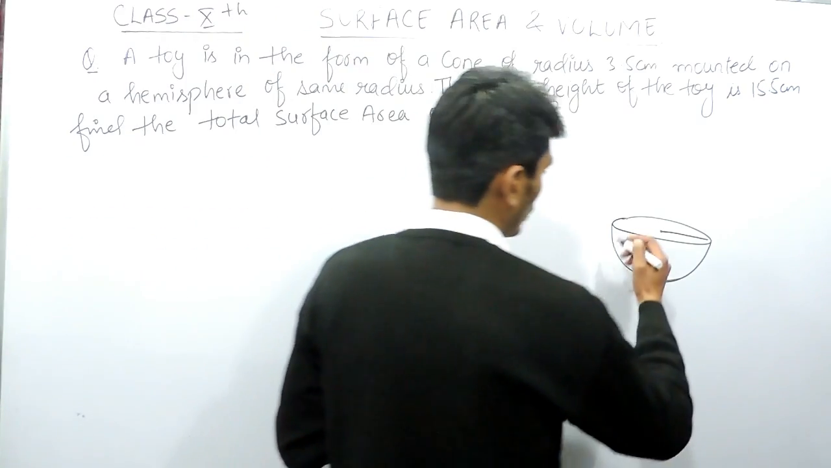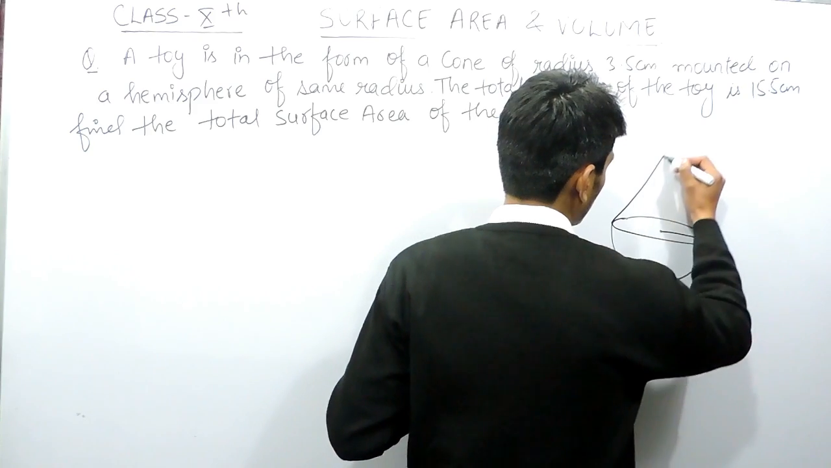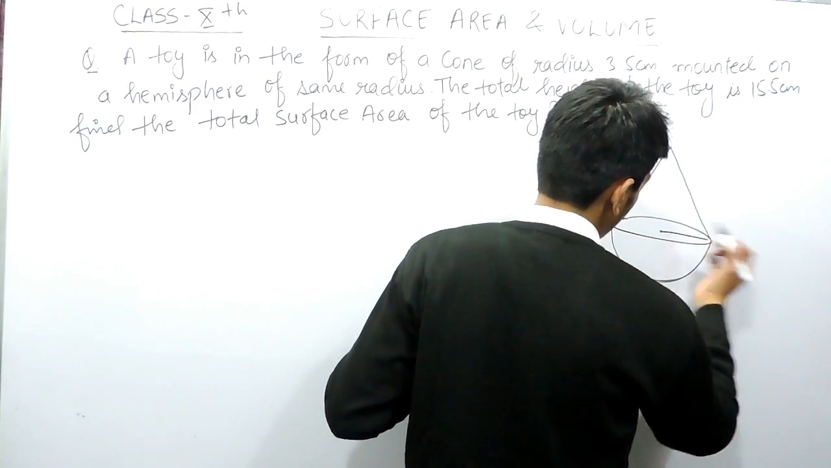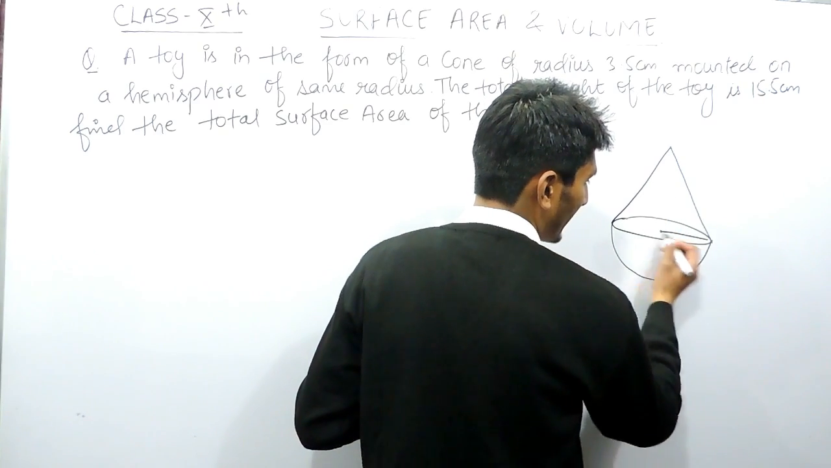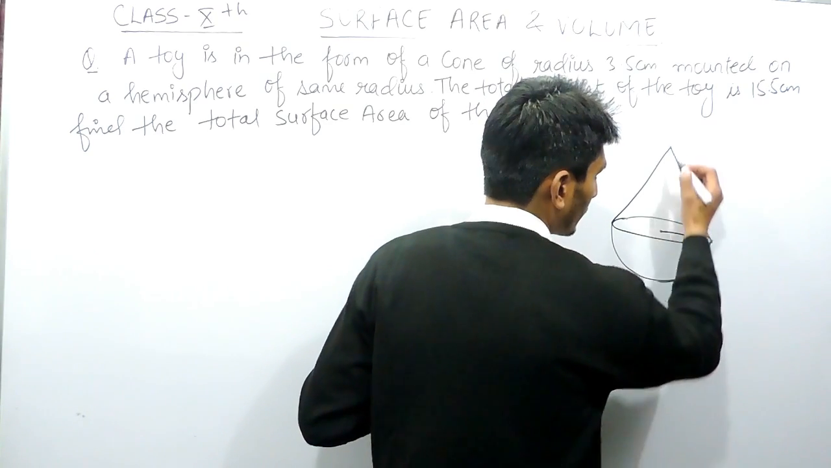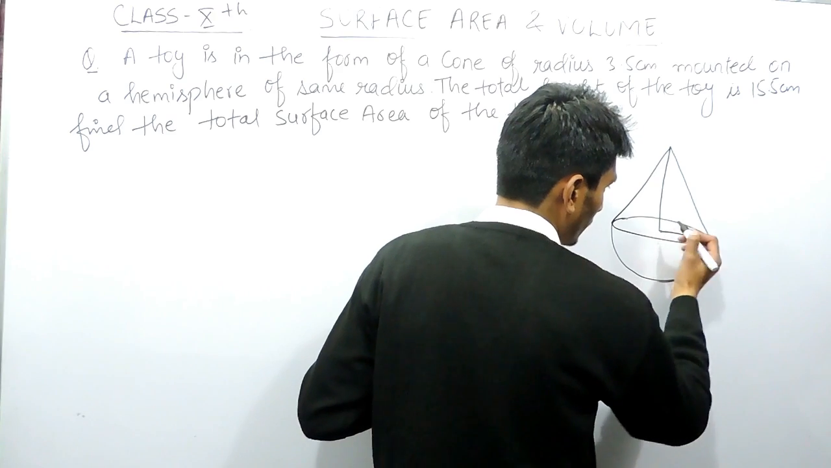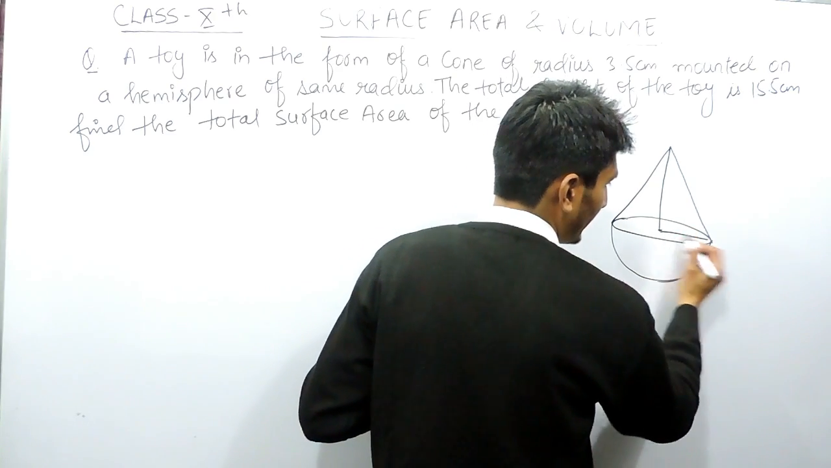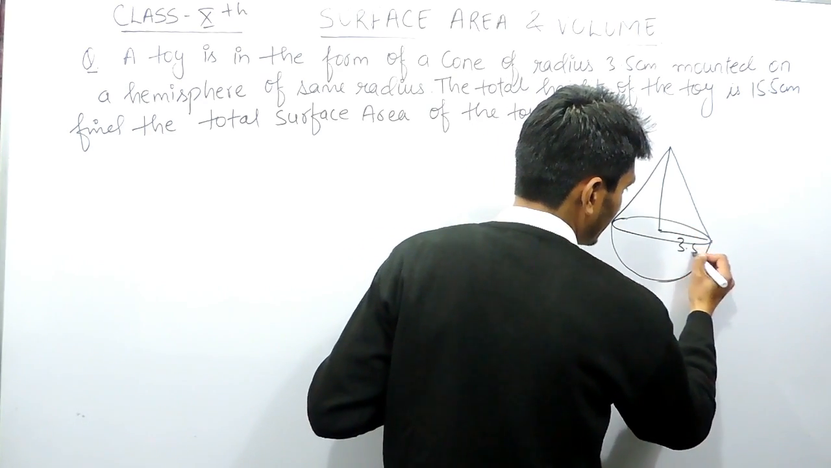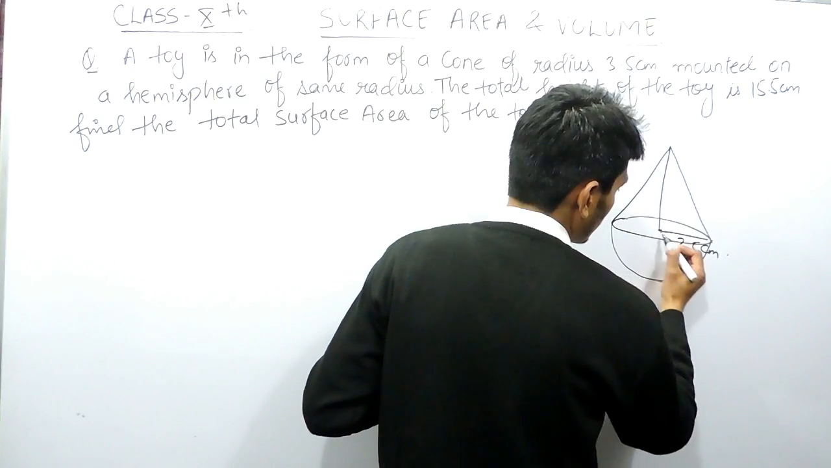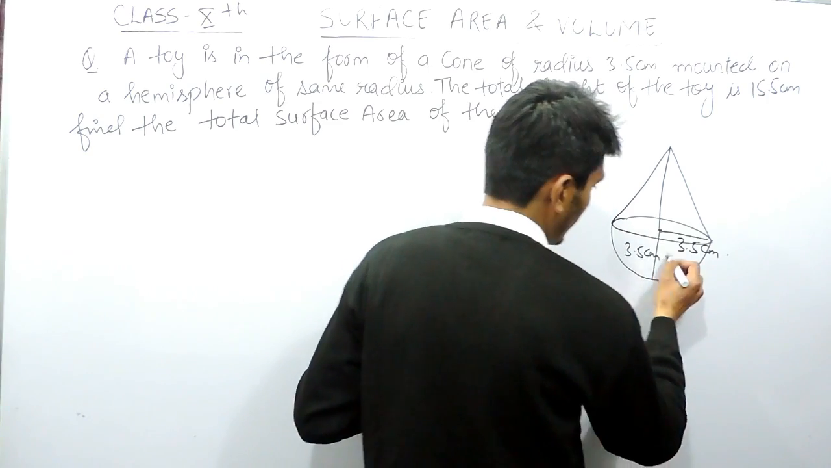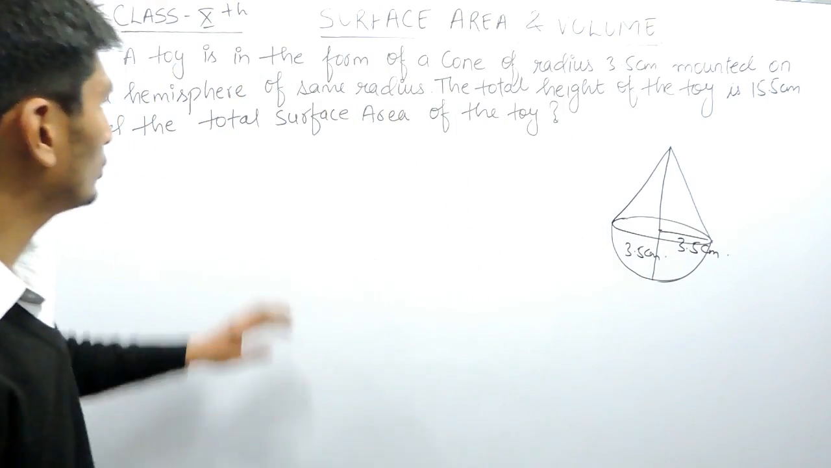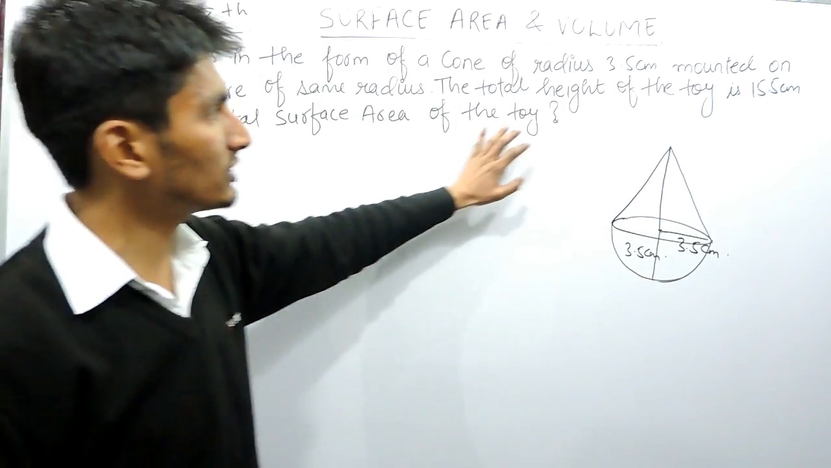Means there is a cone which is placed on this hemisphere and the radius of this cone is the same as the radius of this hemisphere. Now if the radius of this is 3.5 centimeter, obviously this radius will also be equal to 3.5 centimeter, and in this case you have to find the total surface area of this toy.